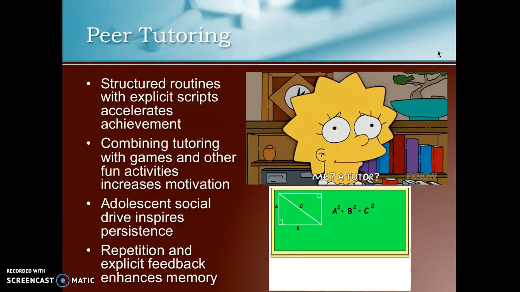Tutoring can be combined with games and other fun activities to motivate all students to participate. It's the hope that the social drive of the adolescent will inspire persistence in the student instead of just giving her or him the opportunity to copy from their fellow peer.